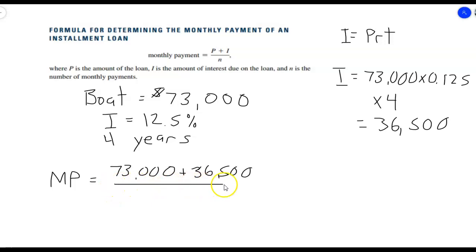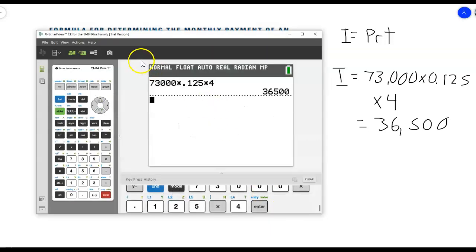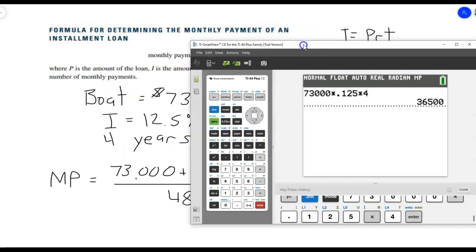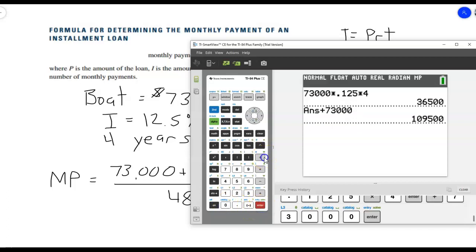$36,500. And then we want to do 4 years. Remember, we're converting to monthly payments, so we have to multiply that by 12. So 12 times 4 is 48. And let's see what our monthly payment here is going to be. It's going to be the interest amount plus the principal amount. Enter, and we're going to divide by that 48.